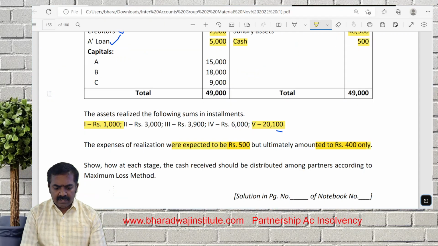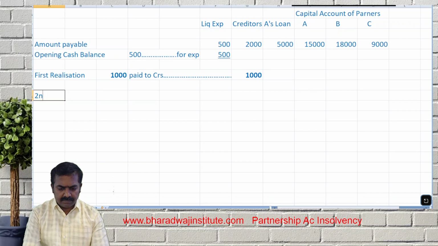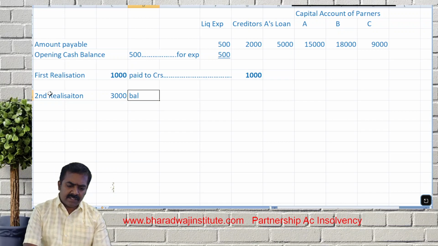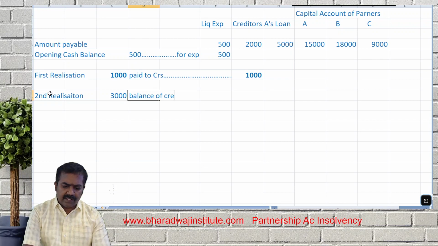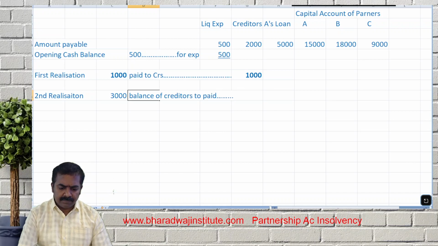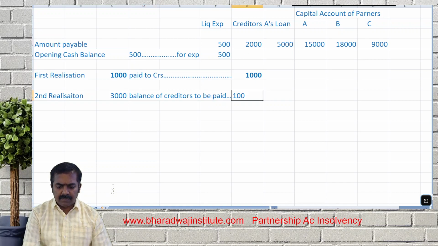Next, second realization. How much is there? Second realization is 3,000. Balance of creditors to be paid: how much is to be paid? Out of 2,000, 1,000 has been paid. How much balance should be paid now? 1,000.